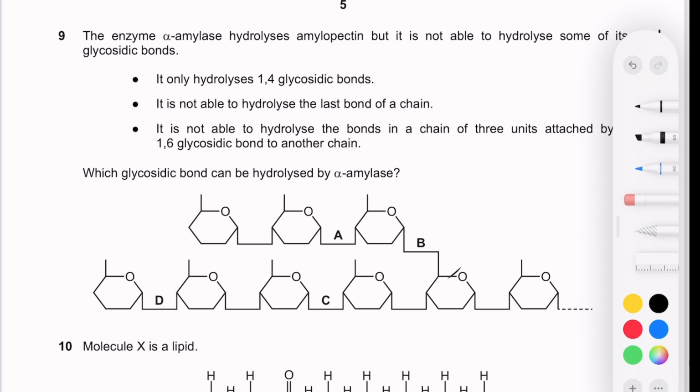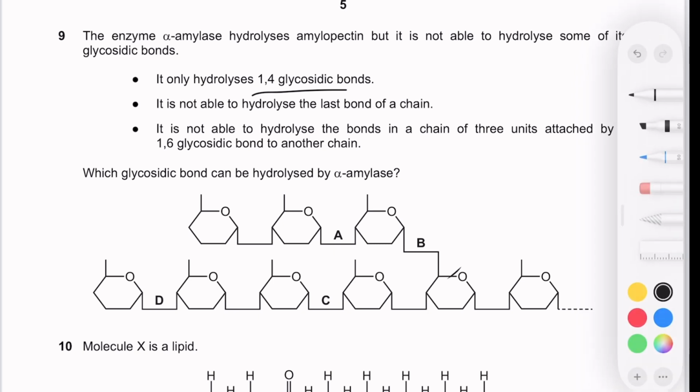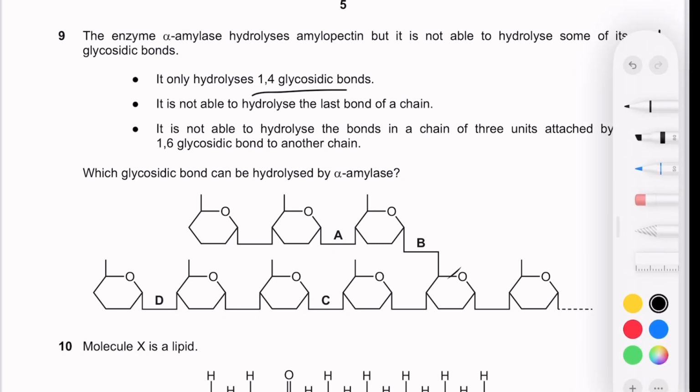Number 9. The enzyme alpha amylase hydrolyzes amylopectin, but it's not able to hydrolyze some of its glycosidic bonds. It only hydrolyzes 1,4 glycosidic bonds, interesting, and it's not able to hydrolyze the last bond of a chain. Okay, it says not able to hydrolyze the chains in 3 units attached by 1,6 glycosidic bonds to another chain. So which glycosidic bond can be hydrolyzed by alpha amylase?